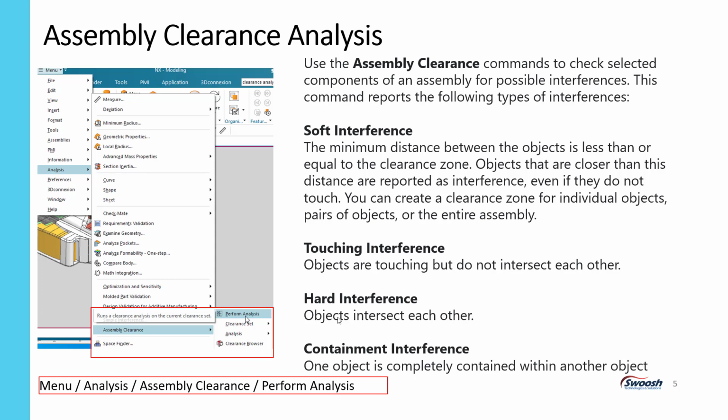A hard interference, which we're looking for, where objects are going through each other, or we can set a particular clearance zone where we want to say keep a quarter inch spacing, and the system would report I'm at 0.2 instead of 0.25, a soft interference. Still, we want to look at these.